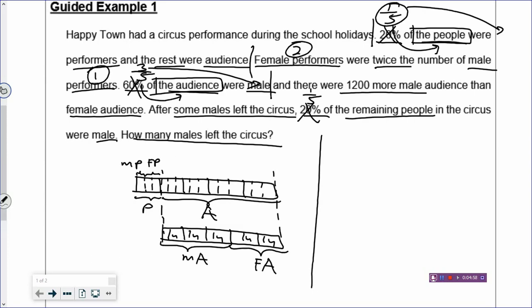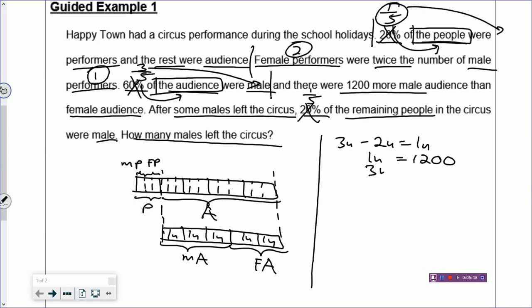Alright, so let's connect to 1200. The male is more than the female audience by how many units? So 3 units minus 2 units, you have 1 unit more male audience. And 1 unit more male audience is also 1200. Am I correct? And you can find many things.